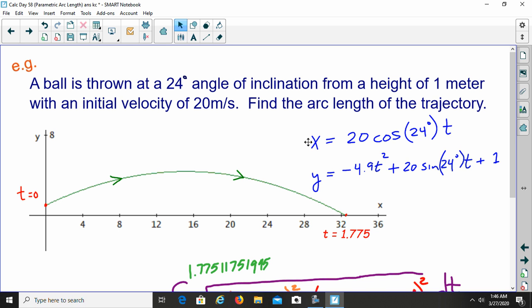Quick reminder from pre-calculus. x is equal to v naught cosine theta t. v naught is my initial velocity, in this case 20 meters per second, times cosine of my initial angle of inclination, which was 24 degrees, times t. y is equal to 1/2 g t squared, and g is the acceleration due to gravity, so it's negative 4.9 t squared, plus v naught sine theta t, so again 20 sine of 24 degrees t, plus our initial height, which is 1.